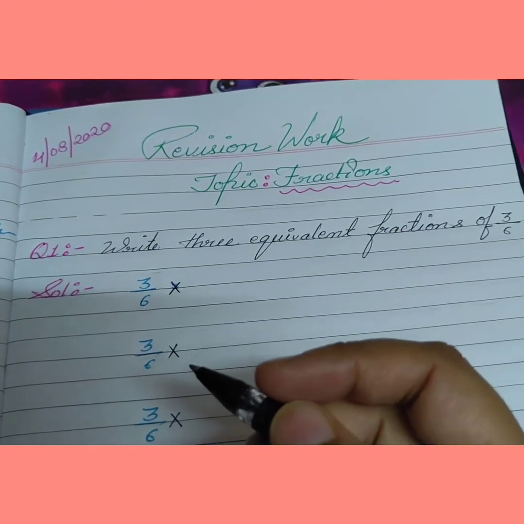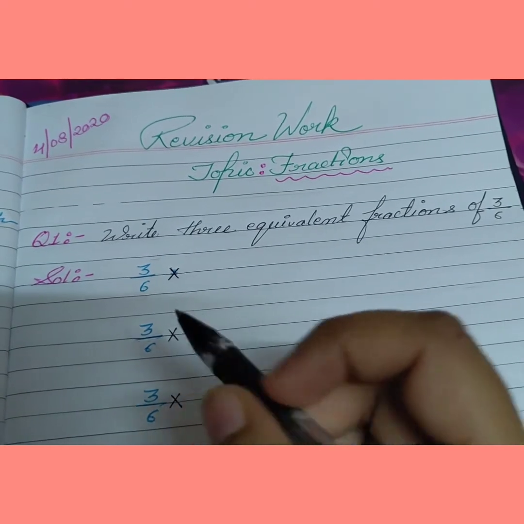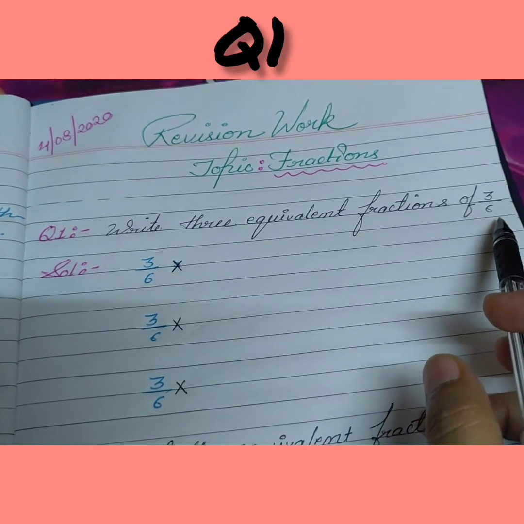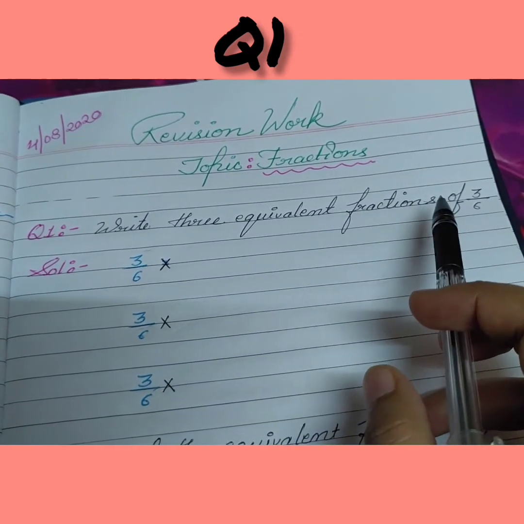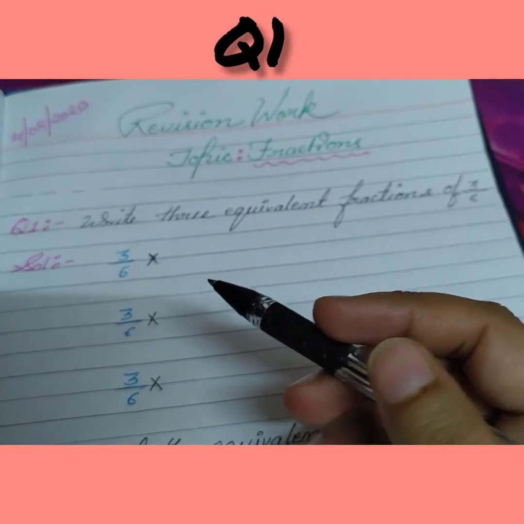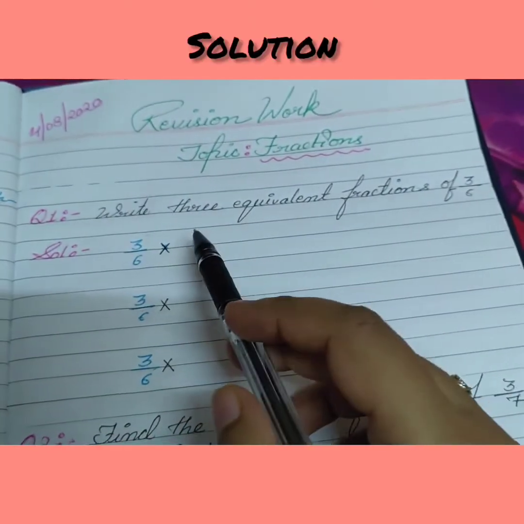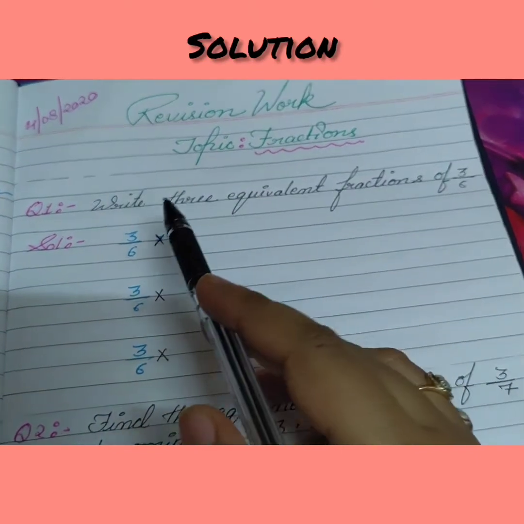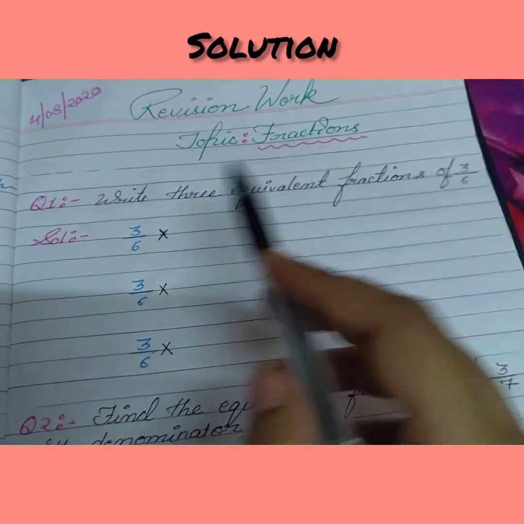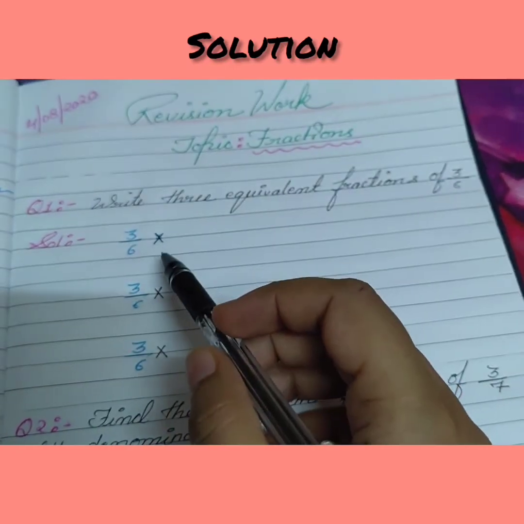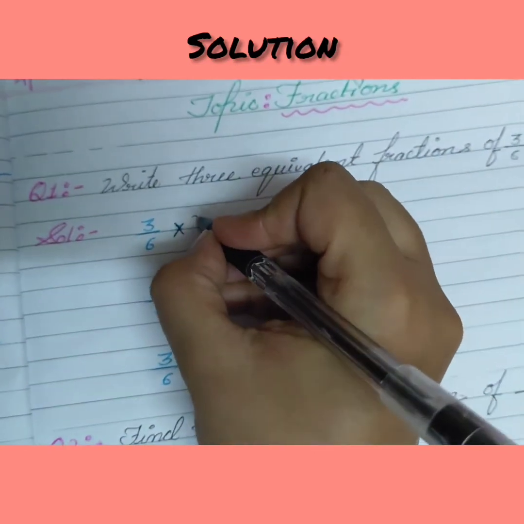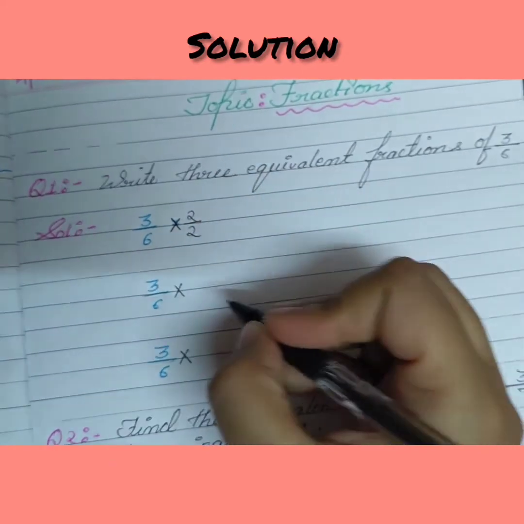Now let us solve some problems related to fractions. First question is, write 3 equivalent fractions of 3 by 6. Equivalent fractions can be found by multiplying or dividing both the numerator and the denominator by the same number. So first we write 3 by 6 three times. Now multiply both numerator and denominator by the same number. So I am going to multiply the numerator by 2 and the denominator also by 2.